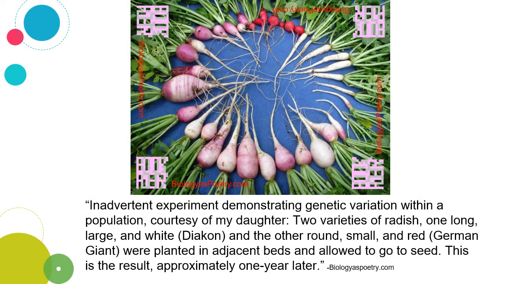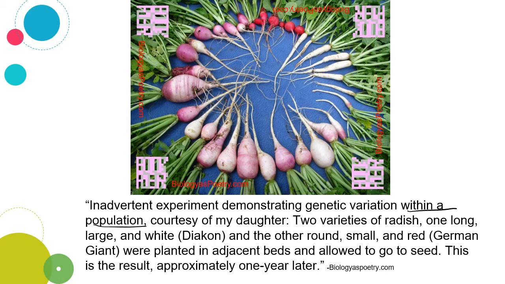An inadvertent experiment demonstrating genetic variation within a population, courtesy of my daughter. 2 varieties of radish, one long, large, and white, the daikon, and the other round, small, and red, the German giant, were planted in adjacent beds and allowed to go to seed. This is the result approximately 1 year later. So notice this is within a population. So all of these radishes are the same species.